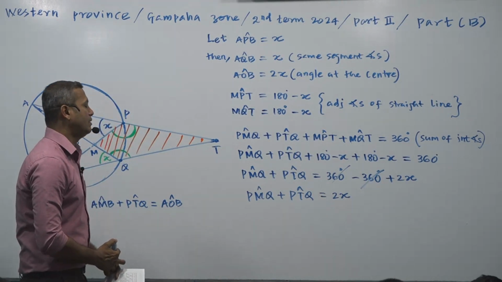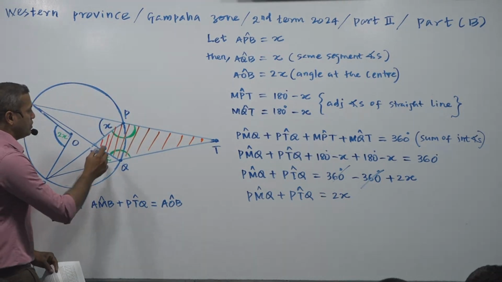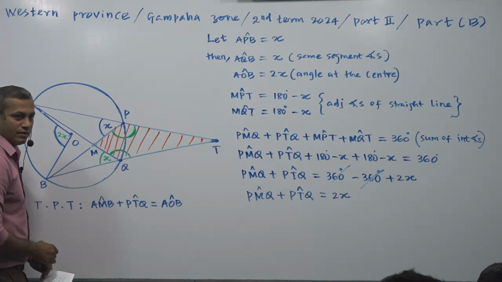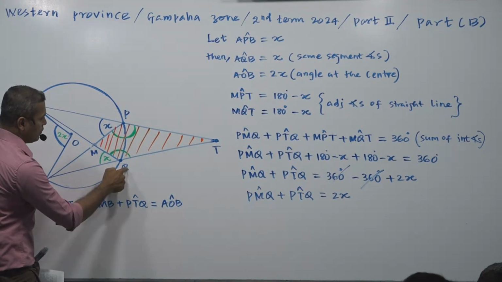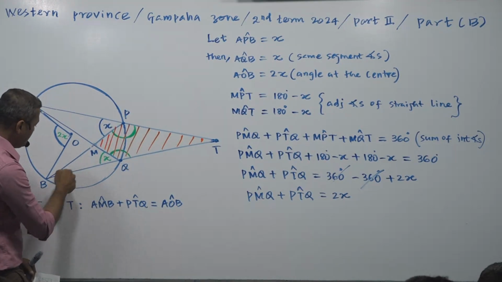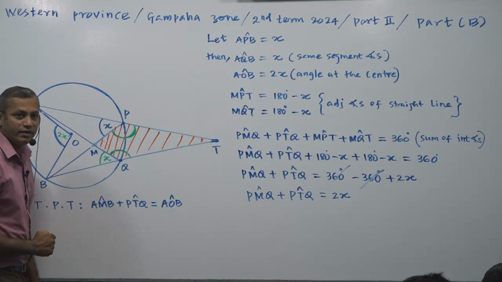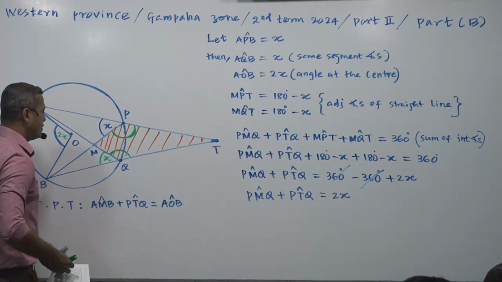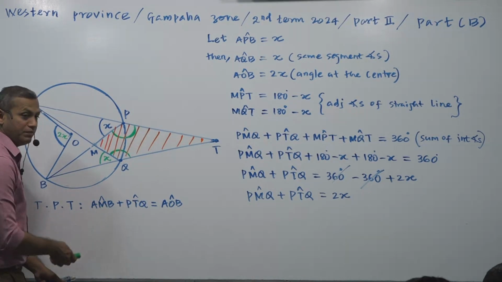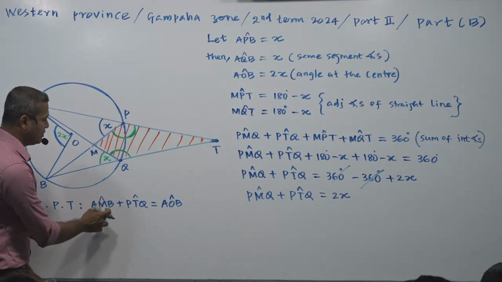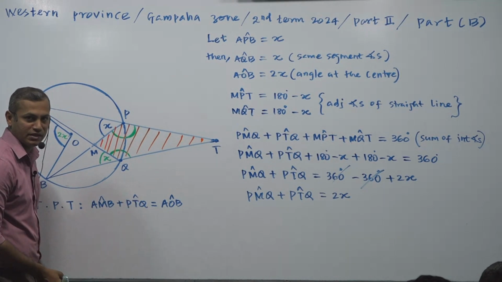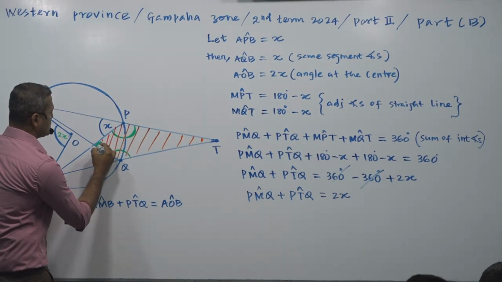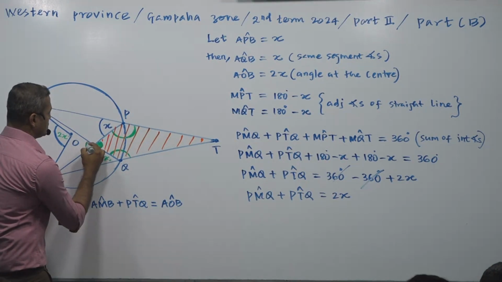Yes. But what can you say about PMQ and AMB? PMQ and AMB, they are equal. Why? Vertically opposite angles are equal. Because we have A and B in the question, that's why I am trying to relate this and that. Did you understand? These are vertically opposite angles. They are equal, right?